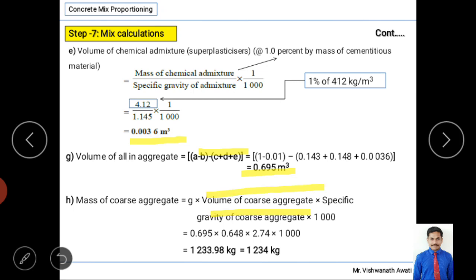Correct. So what is the G value? It is from step G, the value of 0.695. Then volume of coarse aggregate, as I told, we calculated in the earlier step: 0.648 into specific gravity of coarse aggregate 2.74 into 1000. After the calculation we get approximately 1234 kg of coarse aggregate. You calculated the volume of coarse aggregate from step number 6, right? Just go through that, and you will get a value of coarse aggregate as 0.648.